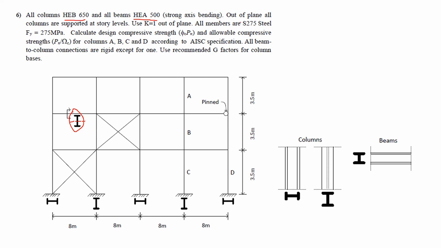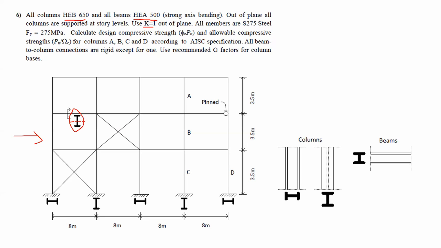Now it says also out of plane, all columns are supported at story levels. Use K equal to 1 for out of plane. Now what you see in front of you is in plane. For the out plane is when you look from this direction. So this is out of plane, this is what you can't see. You take K value equal to 1. Also it says all members are S275 steel.